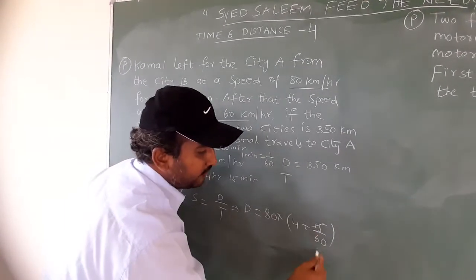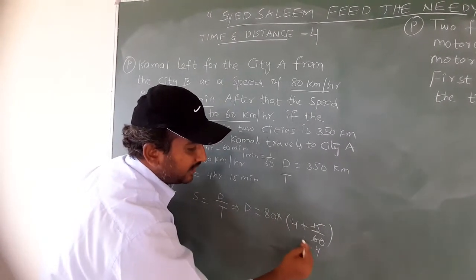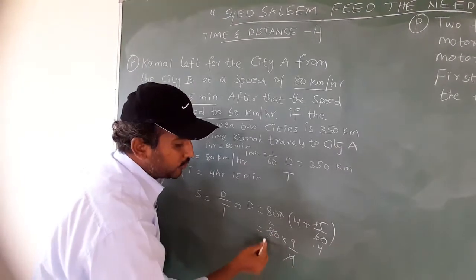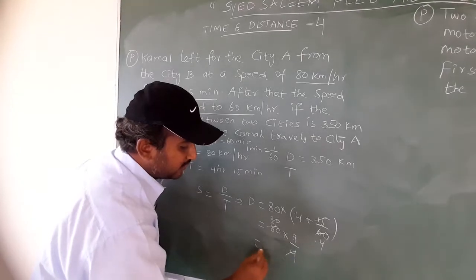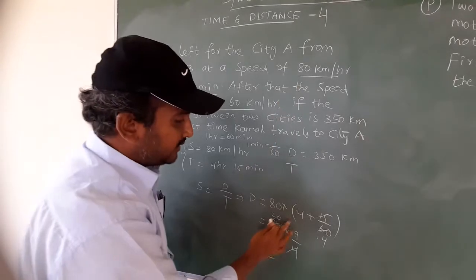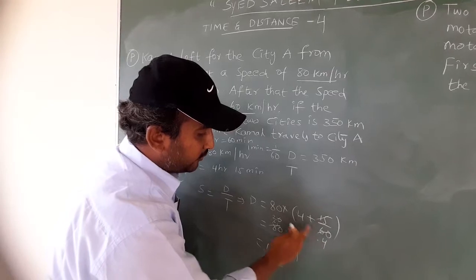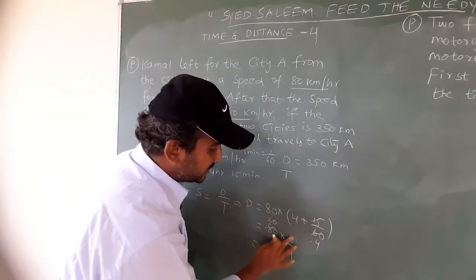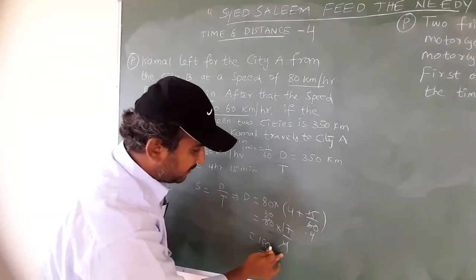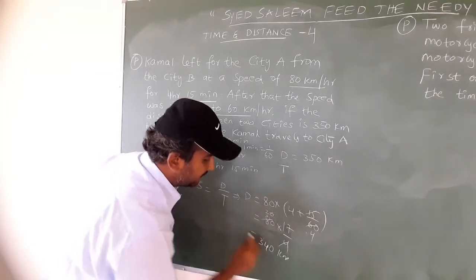Now, 15 ones are 15, 15 fours are 60, so 1 by 4. Just observe very carefully once again. 80 times, 4 hours plus 15 minutes, that is 4 fours 16, sorry, I have made some mistake here. 4 fours 16, 16 plus 1 is 17, 17 by 4. 4 twenties 80, 17 times 20 is 340. Here 340 km Kamal covered.